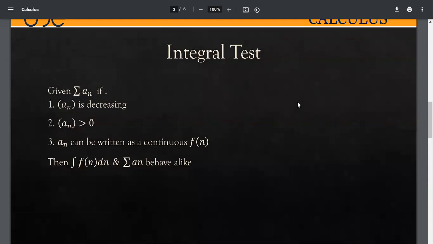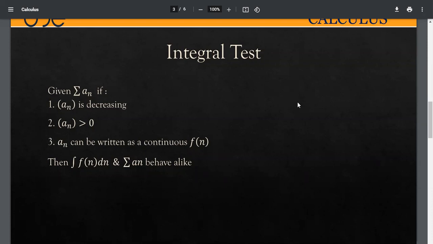Just as a recap, you should remember that we already discussed how to solve a geometric series, how to solve a telescoping series, and how to use the divergence test, or the nth term test, in order to guess the convergence or divergence of an infinite sum. Today, we'll be learning the integral test, which is a new method to guess the behavior of an infinite sum.